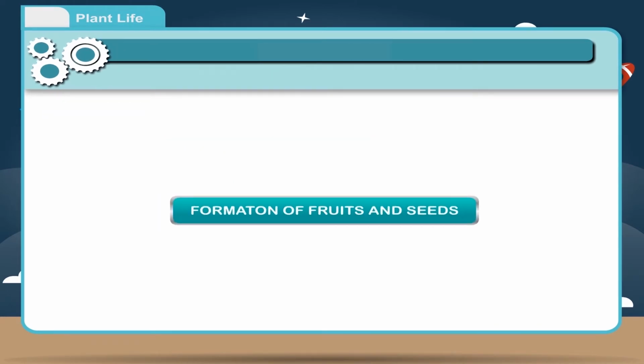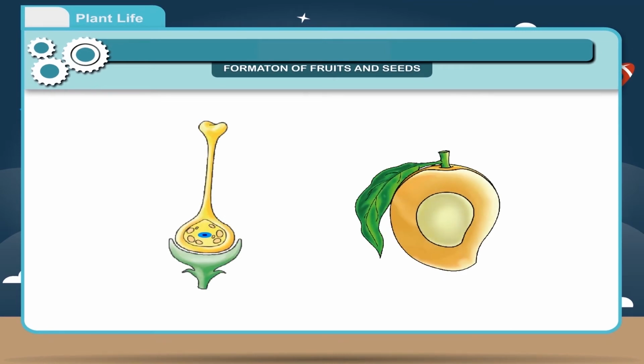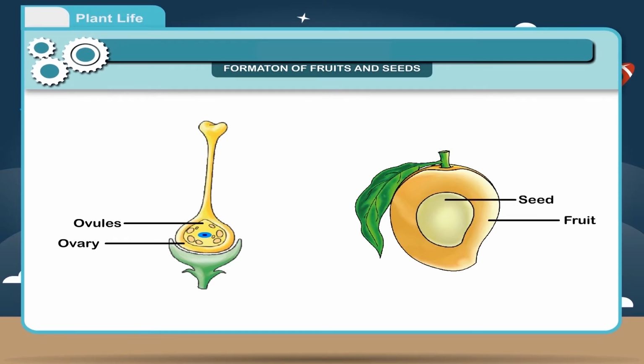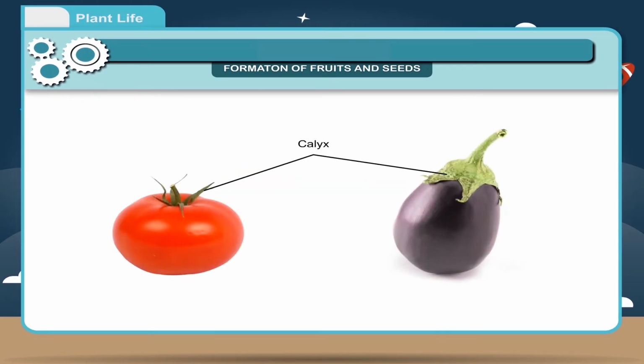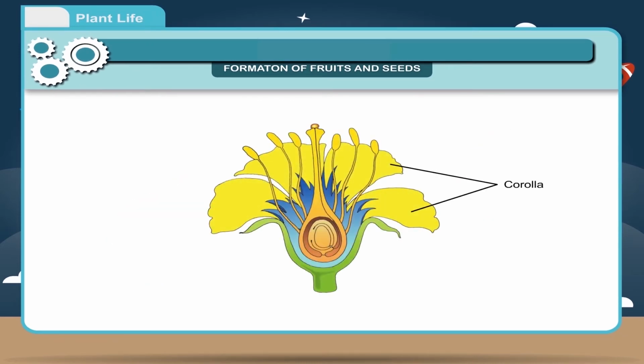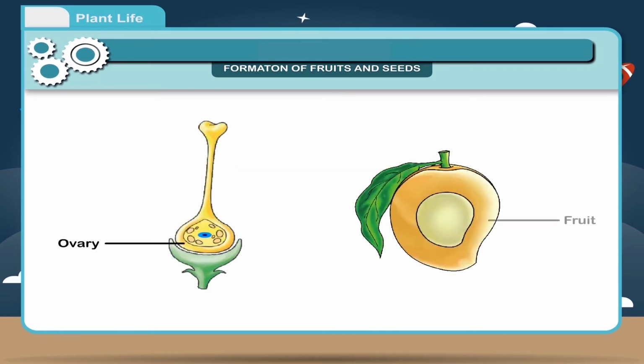Formation of fruits and seeds. After fertilization, the ovary develops into fruit and ovules into seeds. After fertilization, the following changes occur in the flower. Calyx falls off, sometimes persists as in tomato and brinjal. Corolla dries and falls off. Stamens dry up and fall off. Ovary becomes fruit. Ovary wall becomes fruit wall. Ovule becomes seed. Zygote becomes embryo.